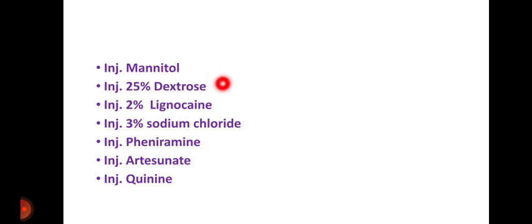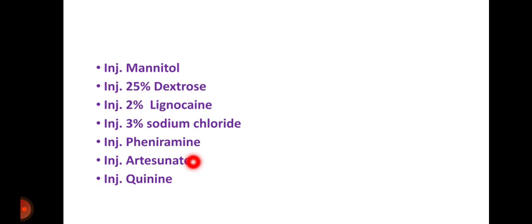Injection mannitol and 25% dextrose can be used where the level of sugar is low in the body, that is hypoglycemia. And then 2% lidocaine is used for local anesthesia, for any kind of local injury or injections. Before that, 2% lidocaine can be used. Then 3% sodium chloride is a hypertonic solution, it has several uses. And then injection phenidamine is an antihistaminic and can be used in different kinds of allergic reactions.